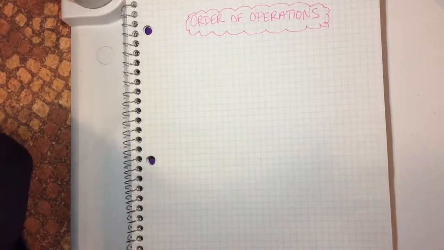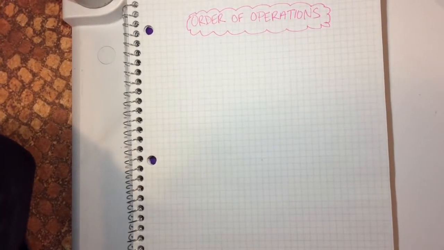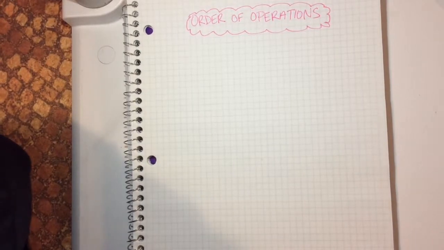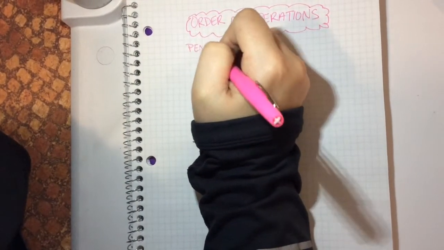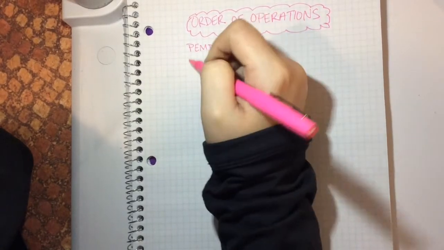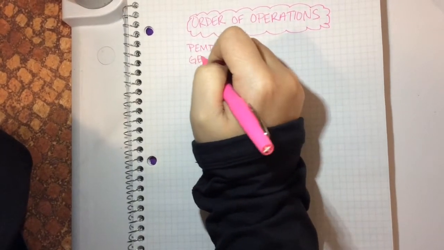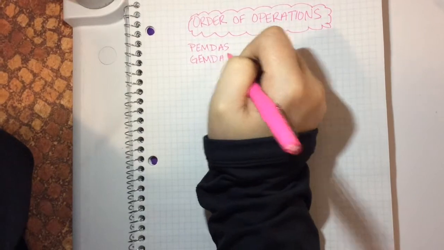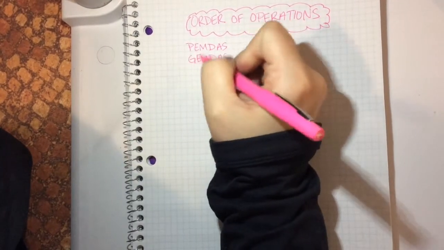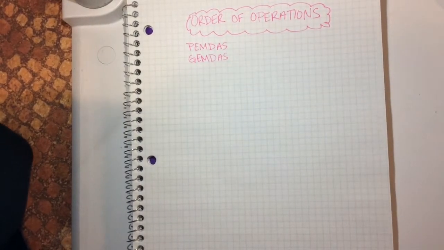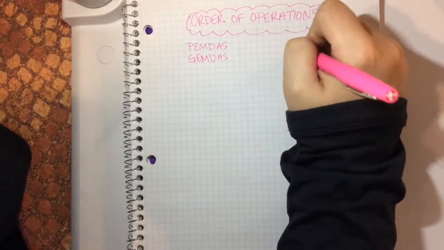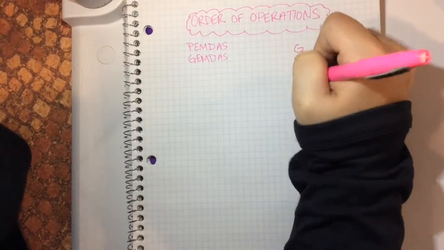Hey guys, so let's talk about the order of operations. Now, when I was in school, the way that we wrote it was PEMDAS. But I know now we've started using a G instead of a P, which is awesome because it reminds us that there are more grouping symbols than just parentheses. But I want to show you guys a different one, and it's called GEMS.